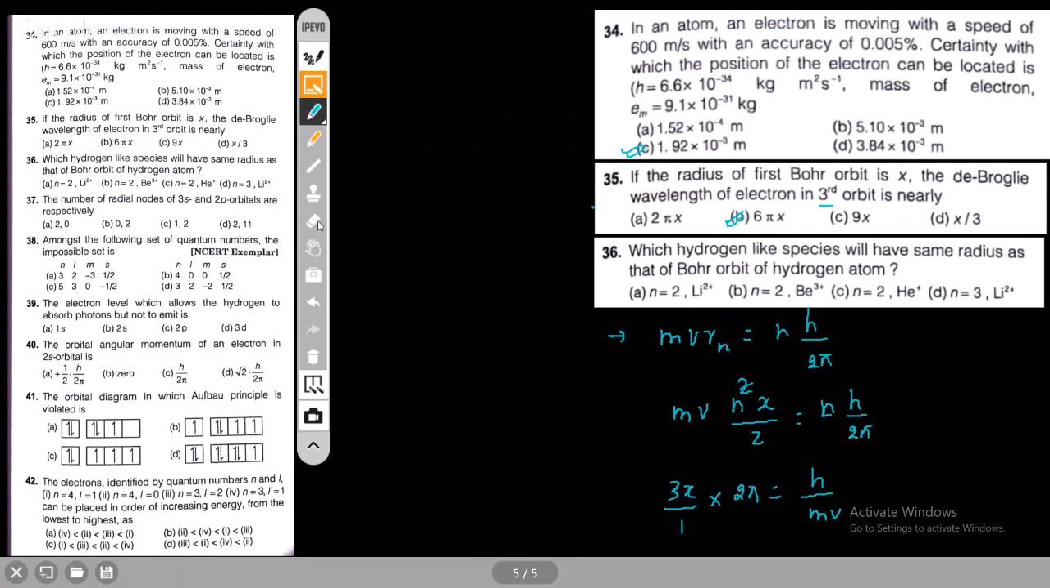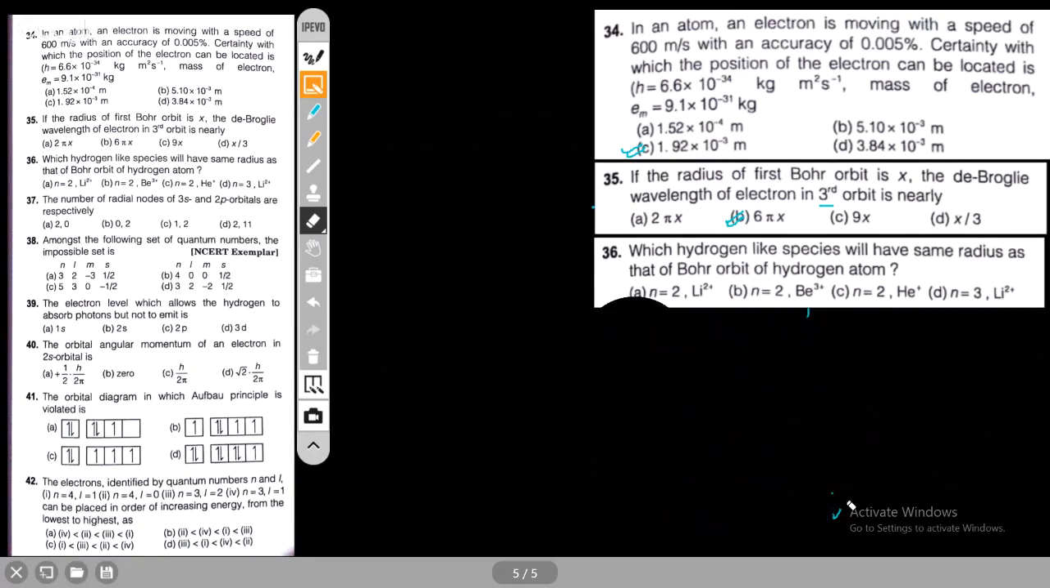Question number 36. What is the answer? 36 is also B. All of you are getting B? Purvik is getting C.